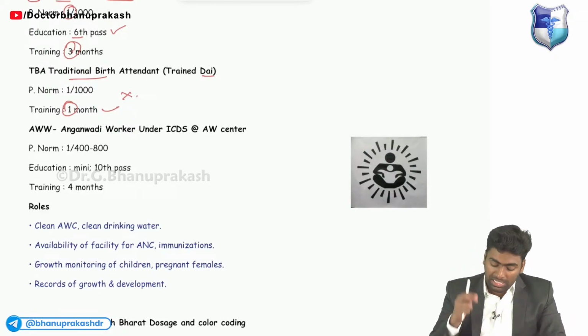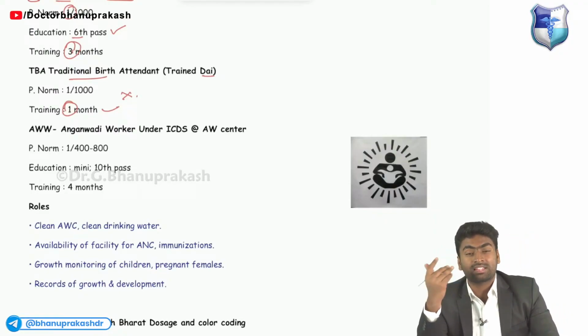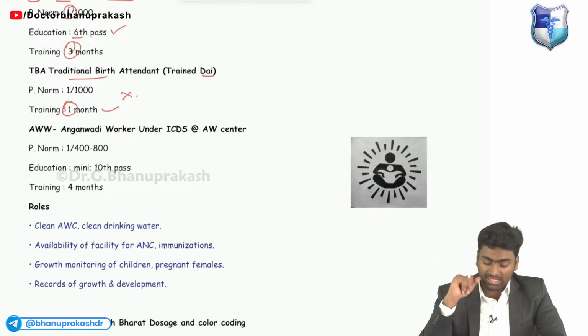Whereas the multipurpose worker will stay at the level of the sub-center. You know, a sub-center in the case of plains is 5,000. Remember this much.